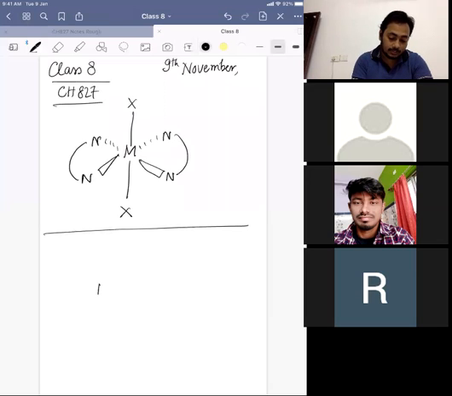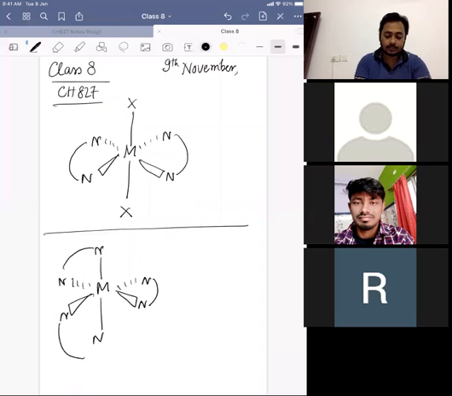But if you put 3 ethylene diamines over here like this, now this molecule is optically active. You can also draw the mirror image of this molecule.